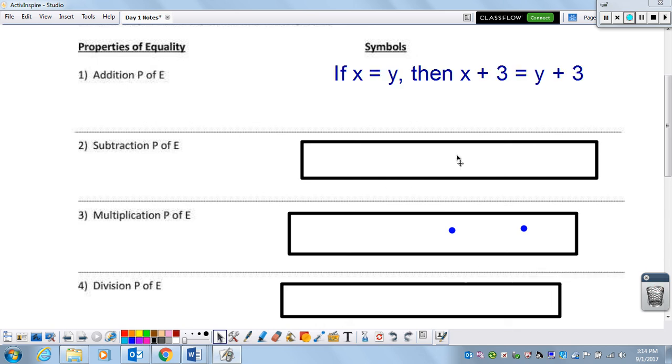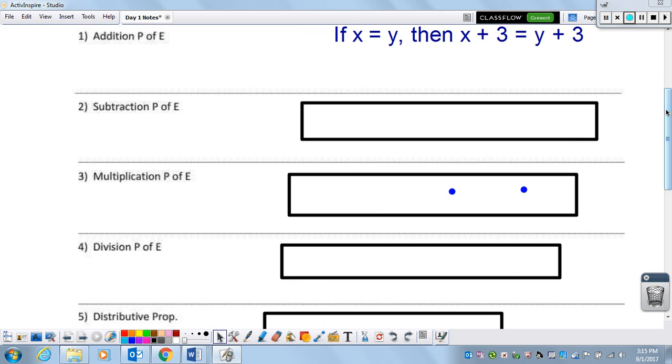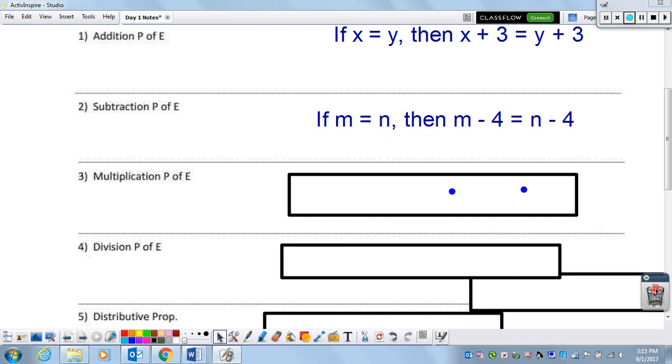So here's an example. If x equals y, then x plus 3 equals y plus 3. We've just added 3 to both sides of the equation. That's the addition property of equality. The subtraction property of equality is very similar, except we're going to subtract the same thing from both sides. So if m equals n, then m minus 4 equals n minus 4.